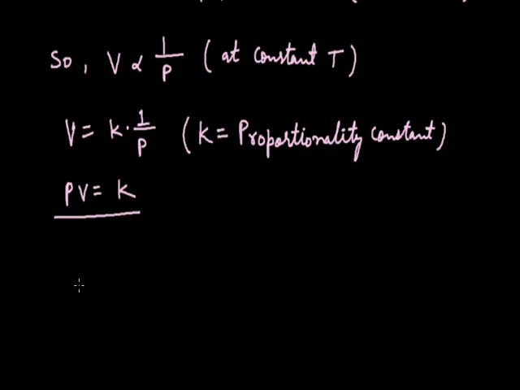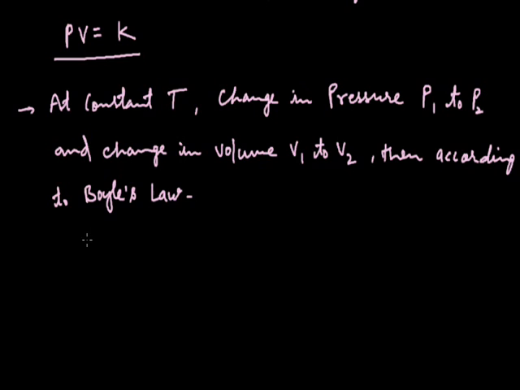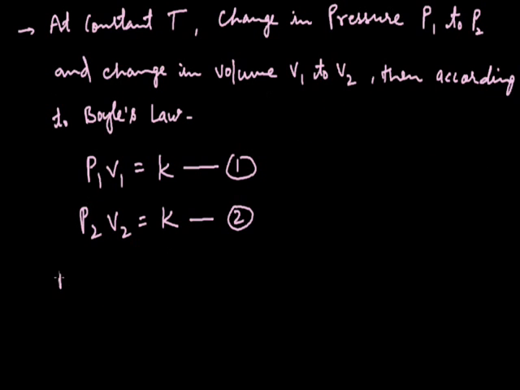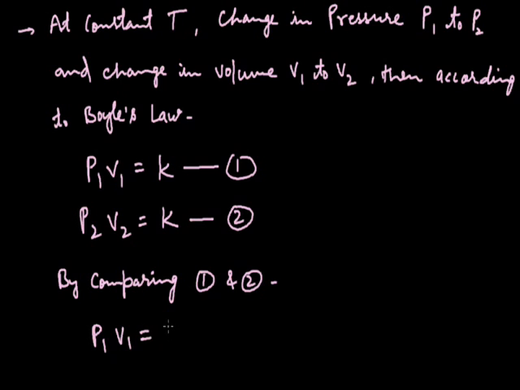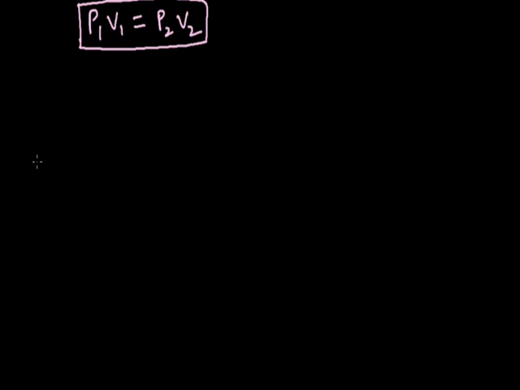If the temperature of a gas is kept constant such that its pressure changes to P1 and then P2, when the corresponding volumes are V1 and V2 respectively, then according to Boyle's law, P1 V1 equals K. This is written as equation 1. Similarly, P2 V2 equals again constant K. This is equation 2. By comparing equations 1 and 2, we have P1 V1 is equal to P2 V2. The above relation is called Boyle's law equation.